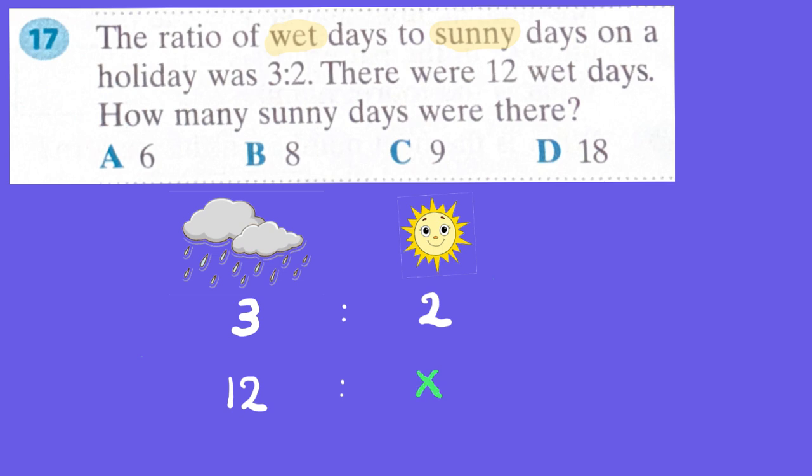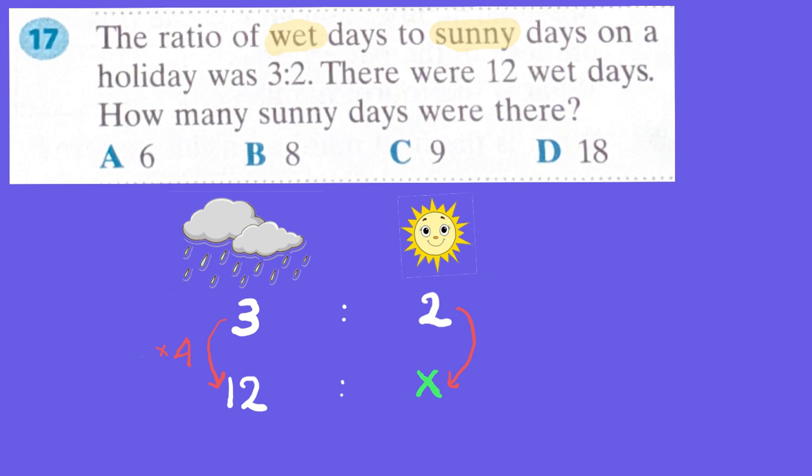So at this point, let's just have a look. If the ratio was 3 wet days, and in fact there were 12 wet days, then there were 4 times as many wet days. 4 times that amount. We had to multiply this by 4. So in that case, we're going to have to multiply this side also by 4.